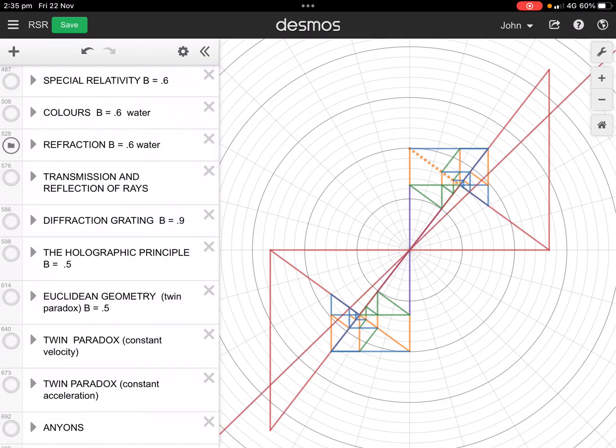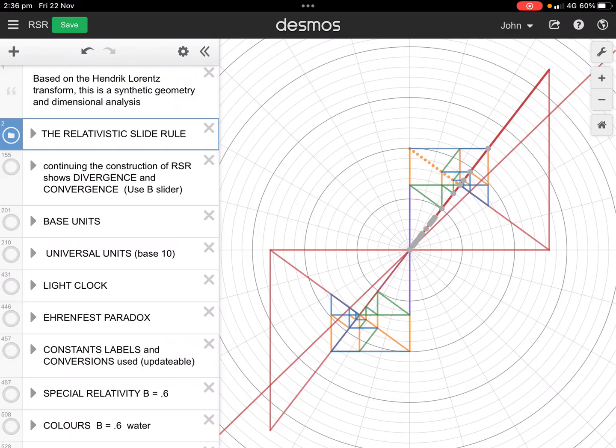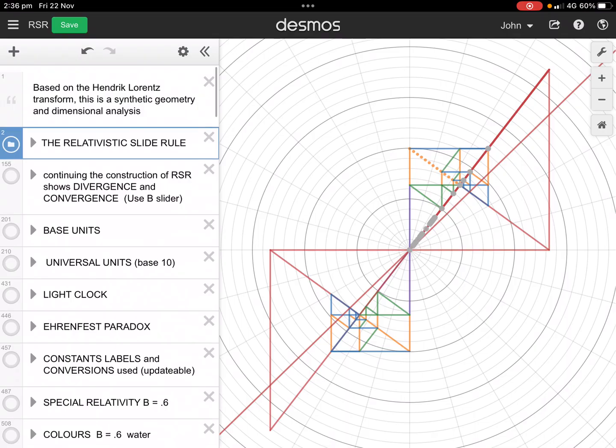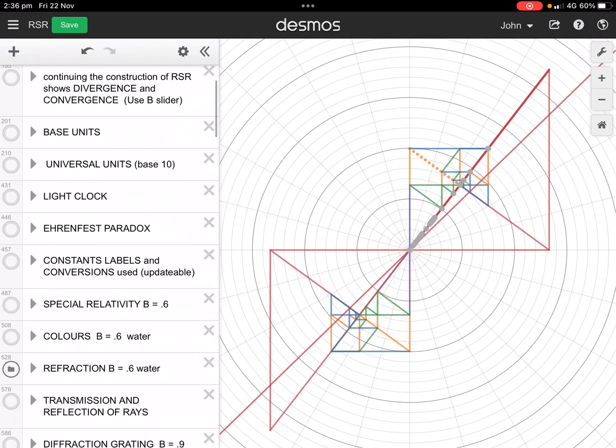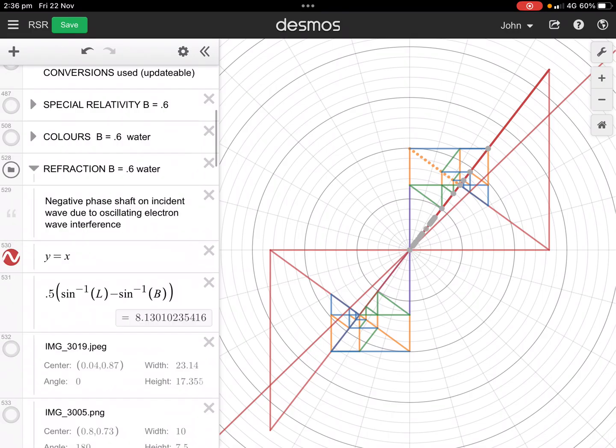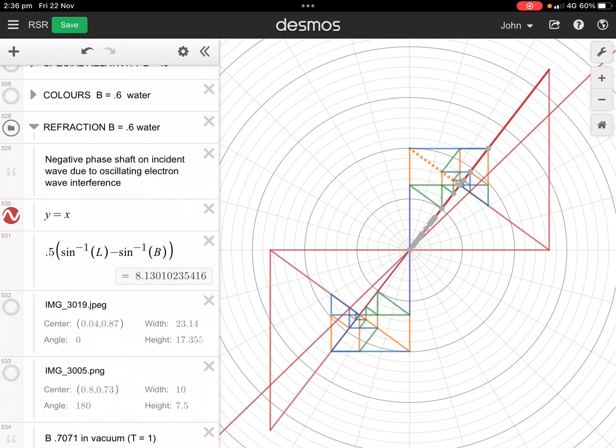Refraction. Yeah. What really happens in refraction is that you get a phase shift, so that the light, which is like that, then gets shifted back by the oscillating electrons in the material. So you take slices through the material, and then there's a phase shift back each time due to the electrons wiggling slightly behind in phase, and that's the real reason for refraction. Negative phase shift on incident wave due to oscillating electron wave interference.